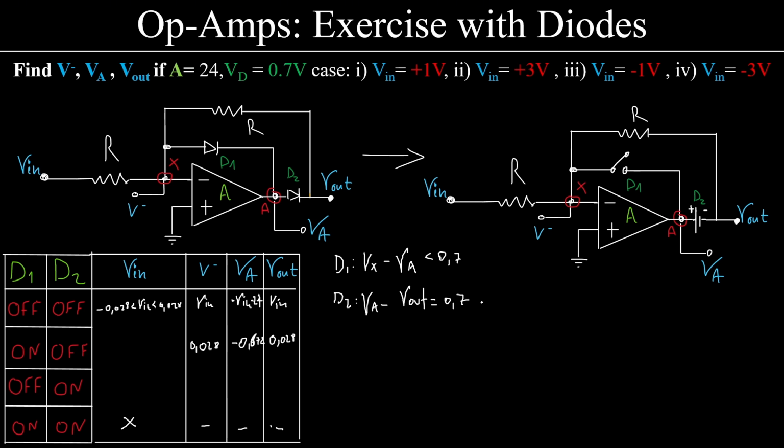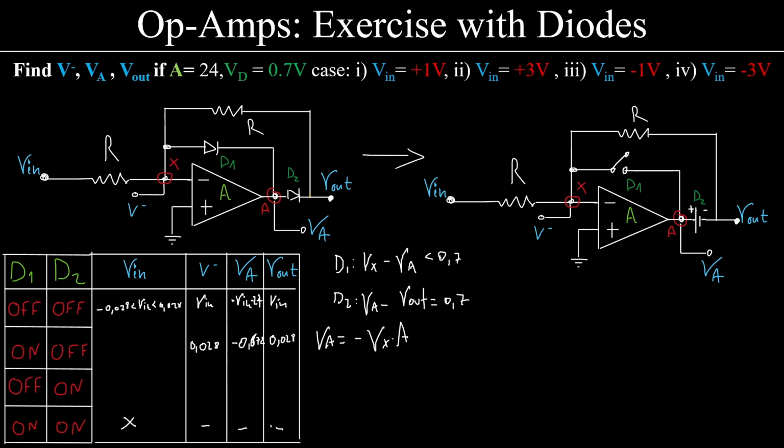Now let's take the condition for all op-amps, which is the following. Va will be equal to V plus minus V minus, minus Vx, times A.